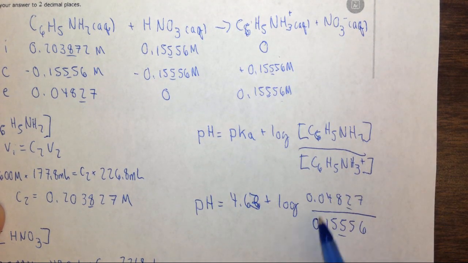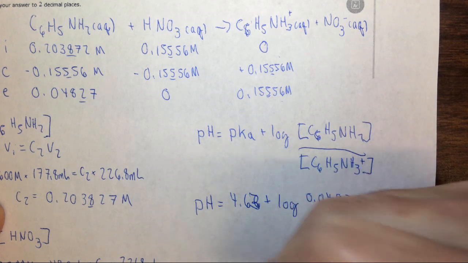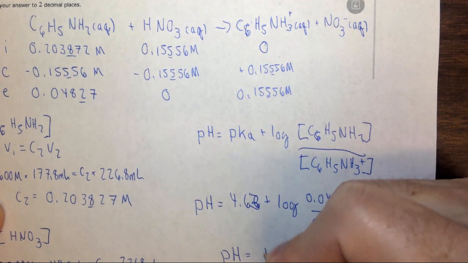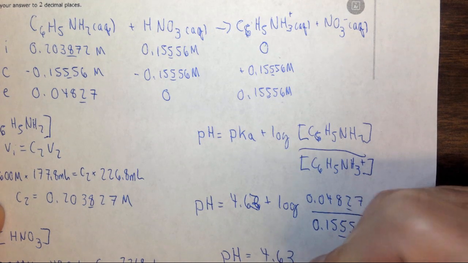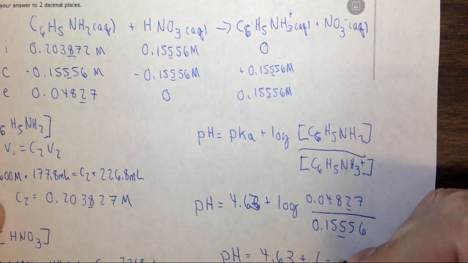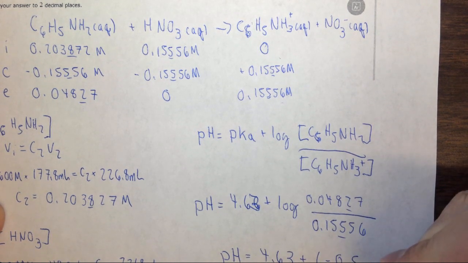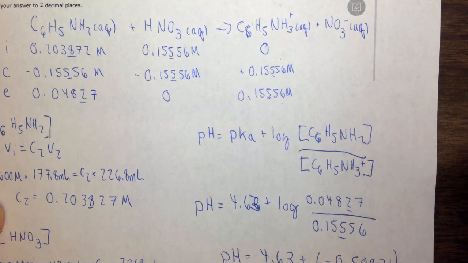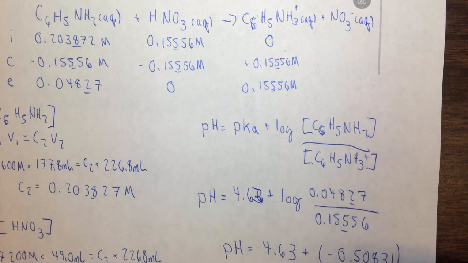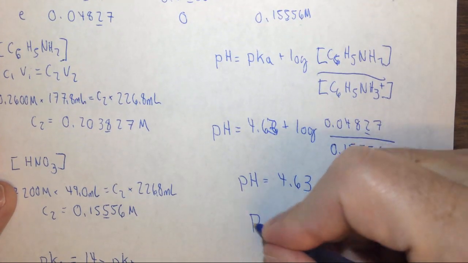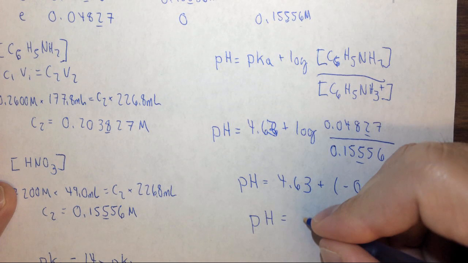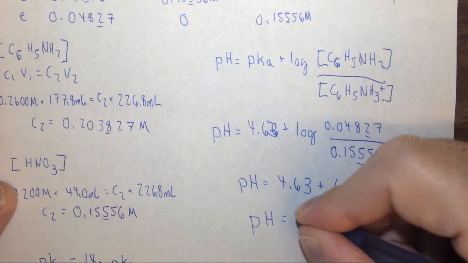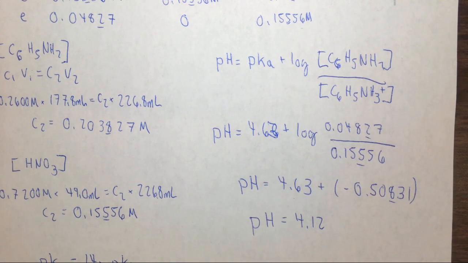We divide these and take the log, and we get that the pH equals 4.63 plus a negative 0.50831, where that's the sig fig. When we add these together, we get that the pH to 2 decimal places, because this is 2 decimal places, is 4.12. So this is very similar to the previous problem, except for the fact that we have a weak base and a strong acid.